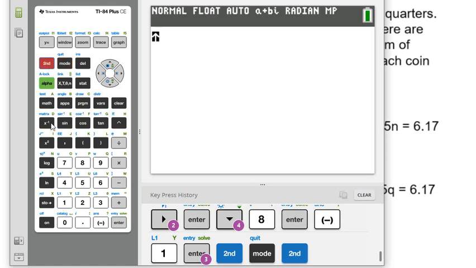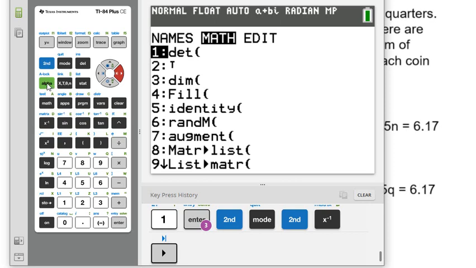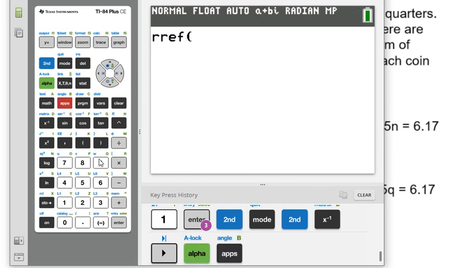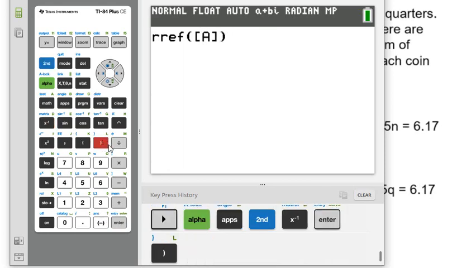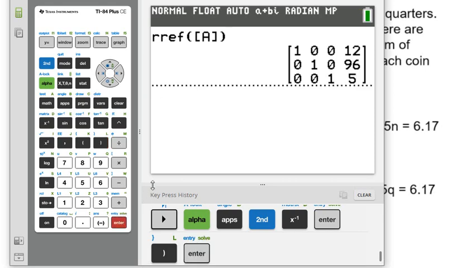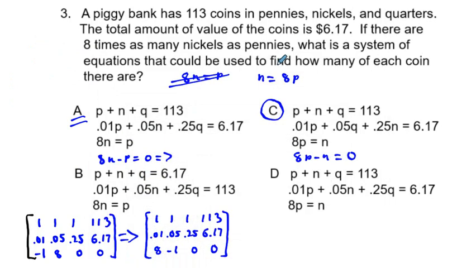Press second matrix, and we're going to go to math. I'm going to go straight down, press alpha B, and then press second matrix, enter, and then enter. And here we get an answer that makes sense. These integers: 12 pennies, 96 nickels, 5 quarters. So that underlines that C is our correct answer for that one.